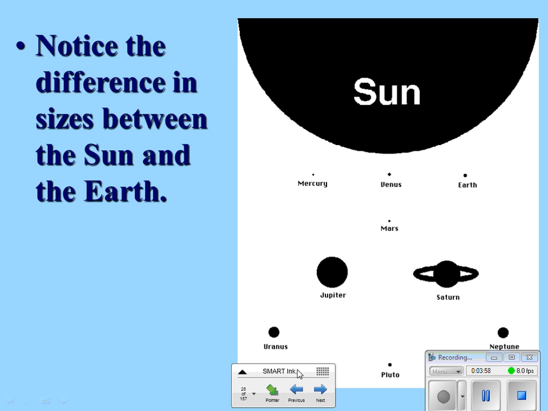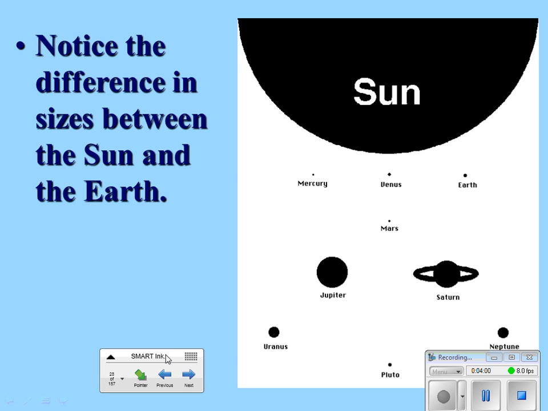So take a look here. Notice the difference in the size between the sun and the Earth. Here's the sun, real big, and then there's the Earth, a teeny tiny speck. And when we talk about all the different planets next unit in astronomy, we'll talk more about the planets, but notice how much bigger the sun is in comparison to the Earth.